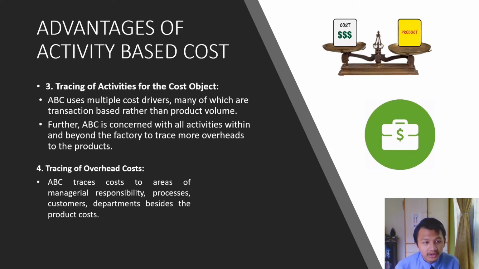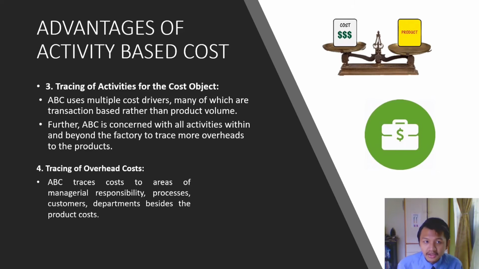Okay, so the third advantage of using activity-based costing is that it can trace activities for the cost object. Activity-based costing uses multiple cost drivers, many of which are transaction based rather than production volume. Further, activity-based costing is concerned with all activities within and beyond the factory to trace more overhead to the product.